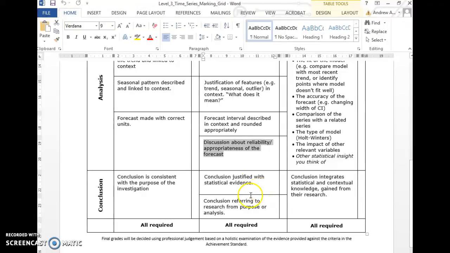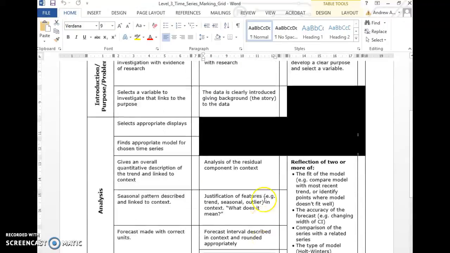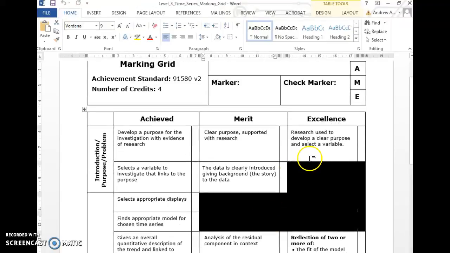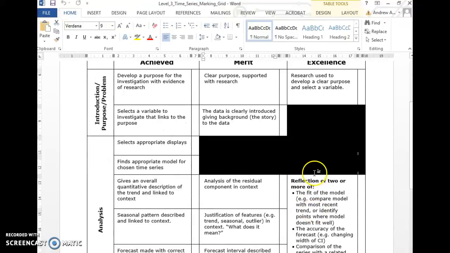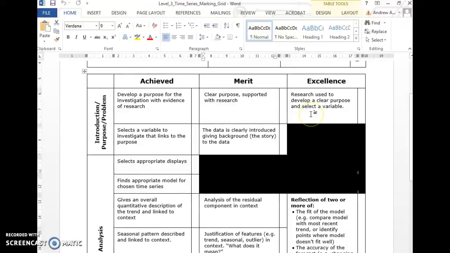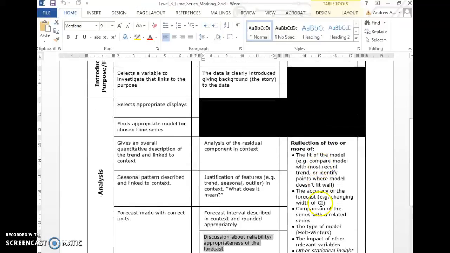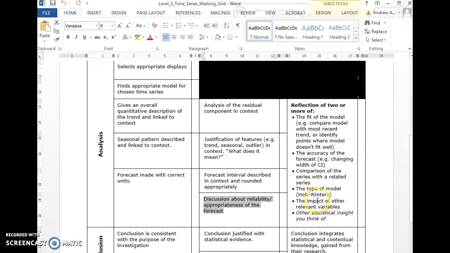The conclusion is quite similar to achieved. Now, this is where it's quite open-ended. There's only 3 boxes to tick for excellence: research, clear purpose, select a variable, obvious. But here I've given 1, 2, 3, 4, 5 different ideas as a starting point for excellence. But there are multiple different ideas. It's really about you taking the data and thinking. It's called extended abstract.